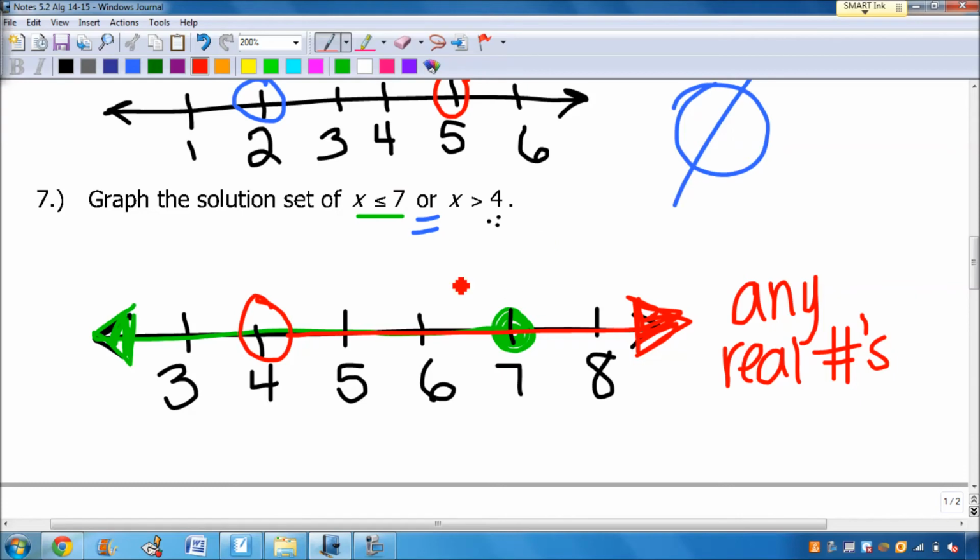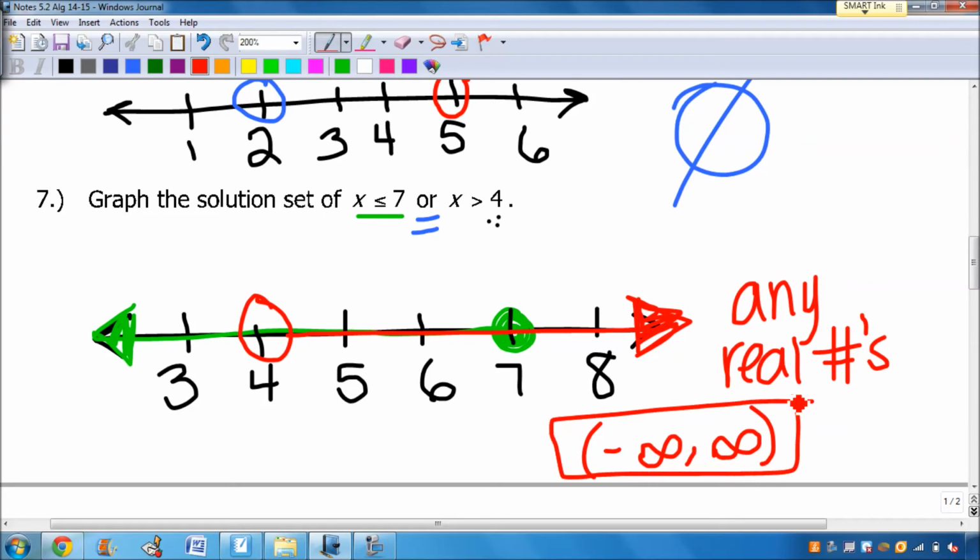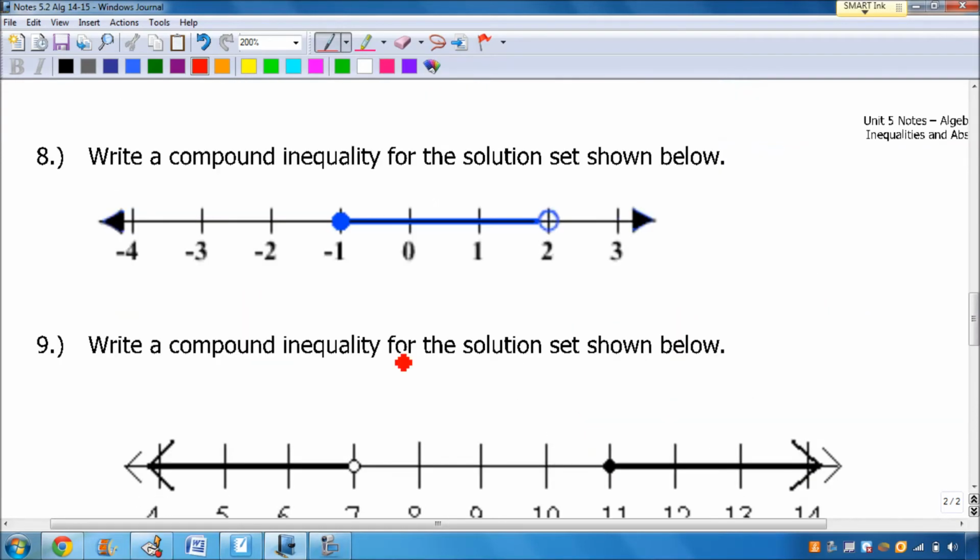And again, think about it logically. Every single number that exists is either smaller than 7 or bigger than 4. You just can't find a number that's not going to satisfy it. So in interval notation, we're going to say it starts at negative infinity and it goes all the way to positive infinity. All right? All right, now let's take a look at page 5.